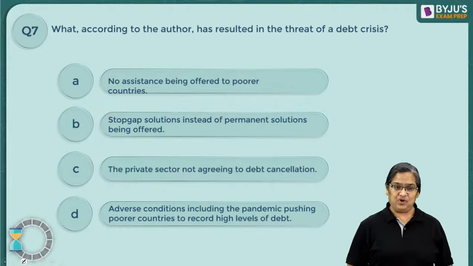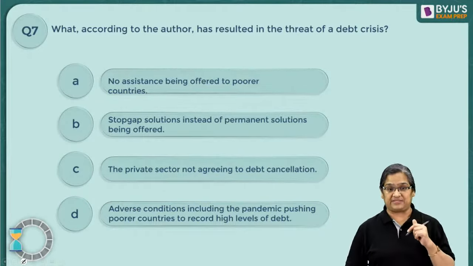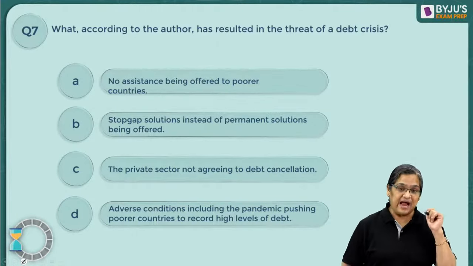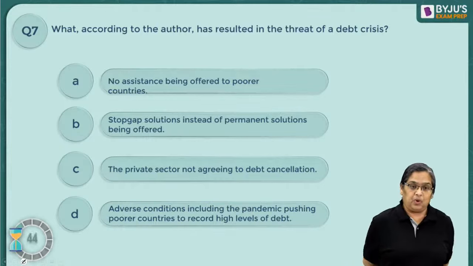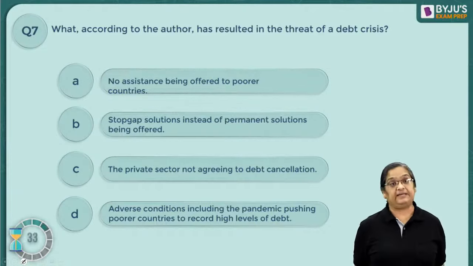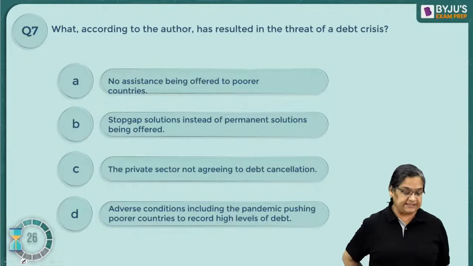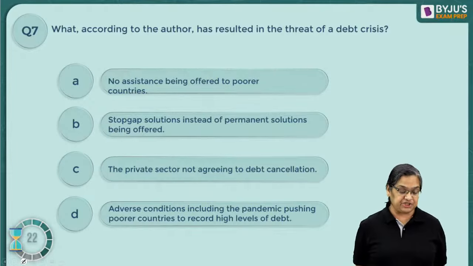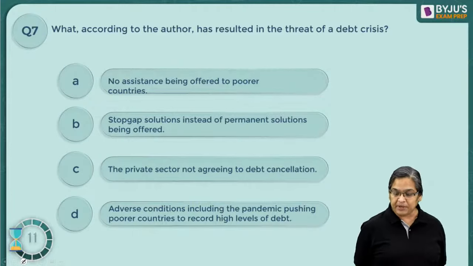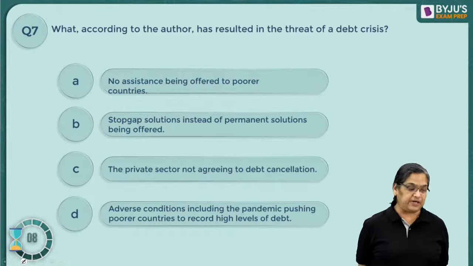All right. Question 7. What has resulted in the threat of a debt crisis? The author talks about what resulted in a debt crisis. Do you remember what all he said? And which option would go with that? No assistance being offered to poor countries. Did that lead to the debt crisis? Stopgap solutions instead of permanent solutions being offered. Did that lead to the debt crisis? Private sector not agreeing to debt cancellation. Did that lead to the debt crisis? Or adverse conditions including the pandemic pushing poorer countries to record high levels of debt? Think of the first paragraph and second and third, what the author said. But if you remember the very first paragraph and his main argument, you can get question 7 easily.